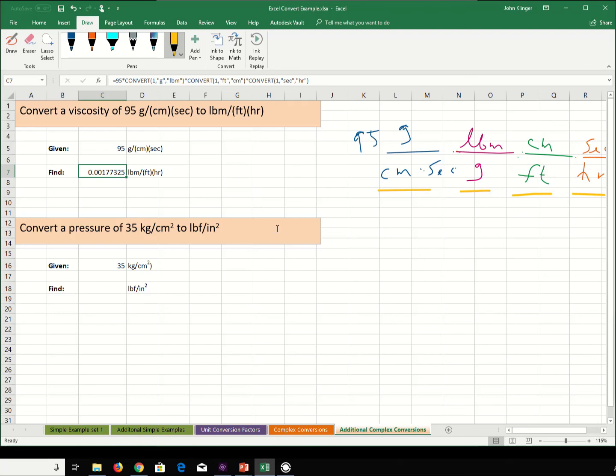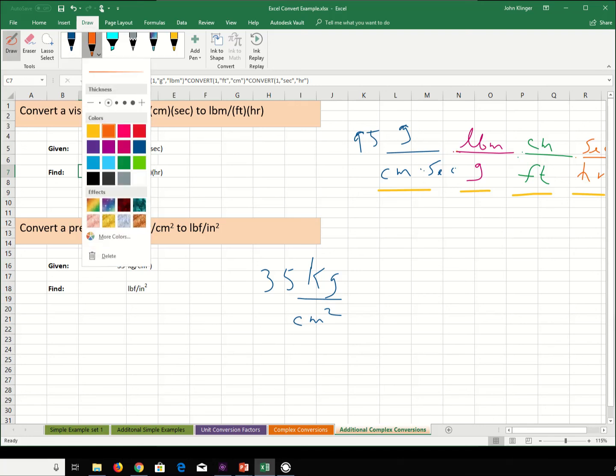Notice I didn't have to square anything in that one, but let's look at the second one on here. This will be our last example for today. If I look at this, I have again this 35.5 kilograms. It's a small k, kilograms per centimeter squared. I'm going to multiply it times a conversion factor.